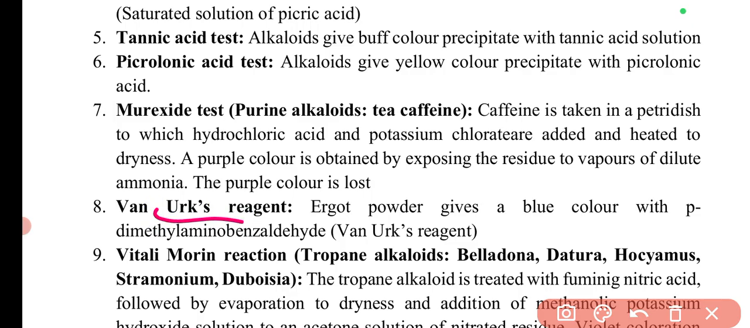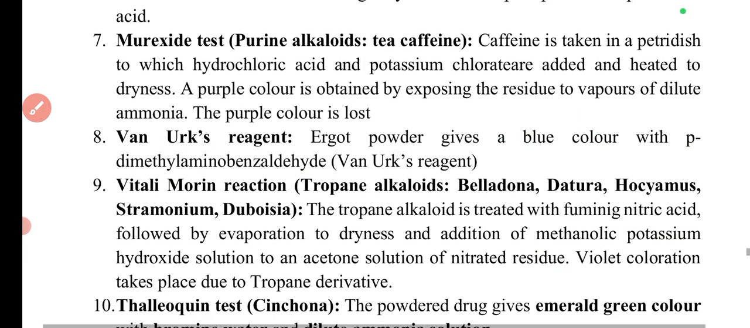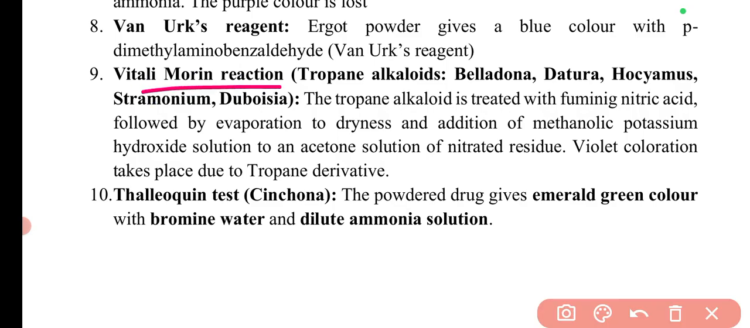Then there is Van Urk's reagent, an important one. I have shown you the question as well. The composition you can remember: para-dimethylaminobenzaldehyde, and it will produce blue color. The next is Vitali-Morin test, also important. Sometimes the question is asked like which test is for the tropane alkaloids. So this is the Vitali-Morin test. Examples you can remember like Belladonna, Datura, Hyoscyamus, Stramonium, Duboisia. These are all tropane alkaloids, and the identification test is Vitali-Morin test.